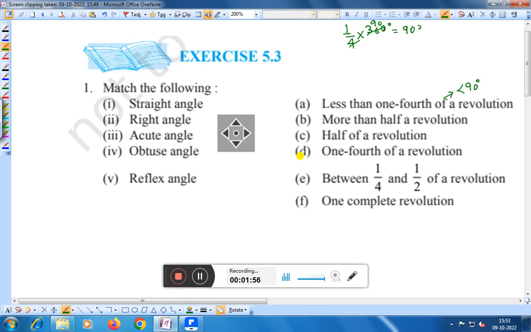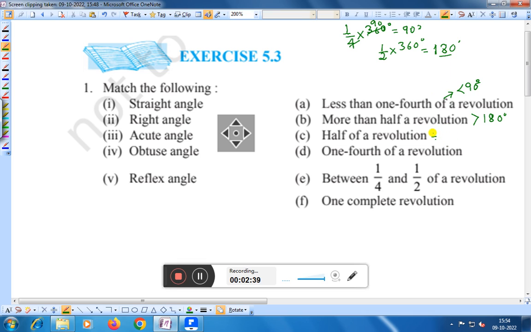Now, number 2, more than half a revolution. Half a revolution means what? Half, 1/2, into 360 degrees, that is 180. More than half means more than 180 degrees, that is greater than 180 degrees. C is half a revolution. Half a revolution is equal to 180 degrees.